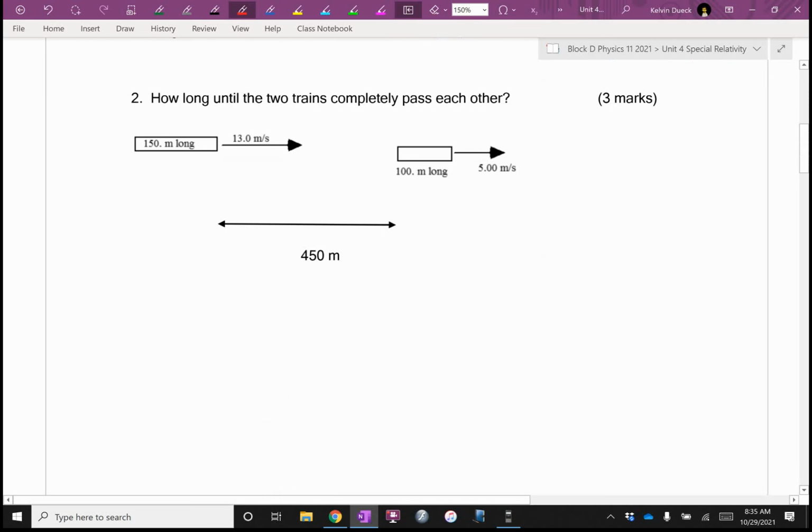Number 2, same kind of question, but now they're going in the same direction. So again, I guess they're asking me to find time. Because two objects are moving at different speeds, a is 0. d is going to be, I think for this train to pass the front train, the back end has to get all the way past the front end. I think the distance is 150 plus 450 plus 100. The distance is 700, is that right?